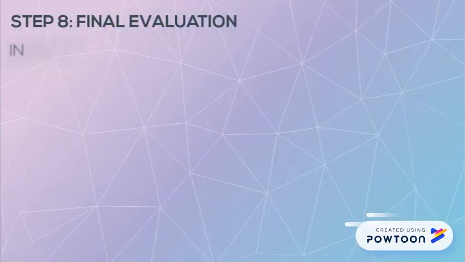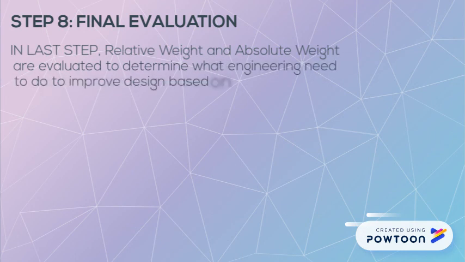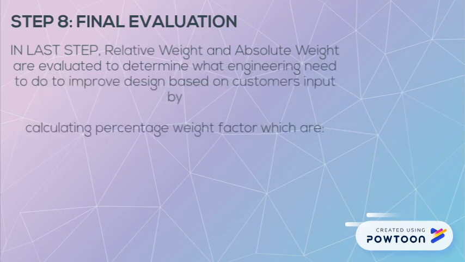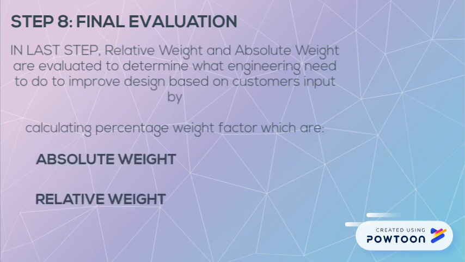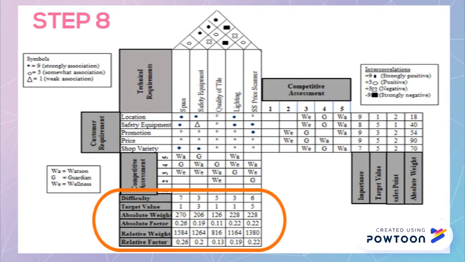Step 8. Final evaluation. In the last step, relative weight and absolute weight are evaluated to determine what engineering needs to do to improve design based on the customer input, by calculating the percentage weight factor, which are absolute weight and relative weight. This is the complete diagram of our House of Quality.